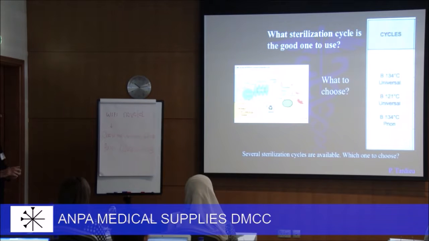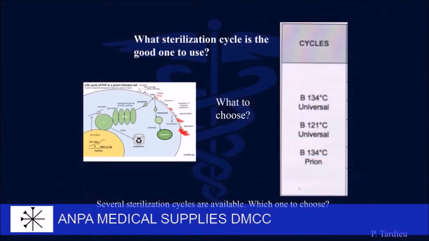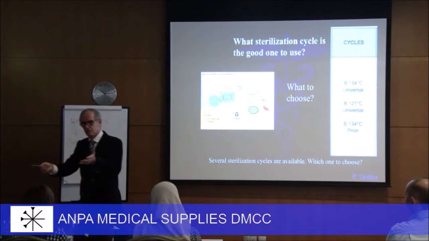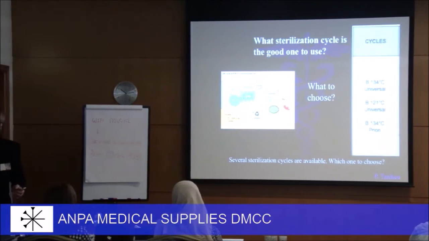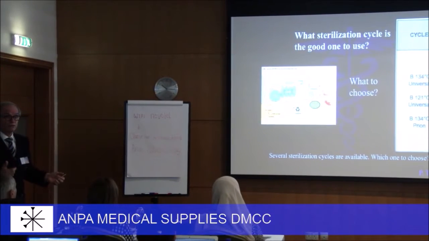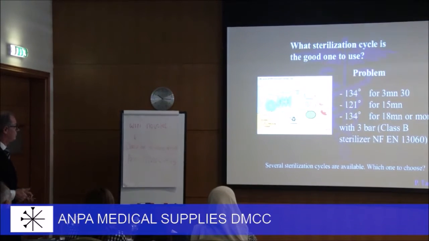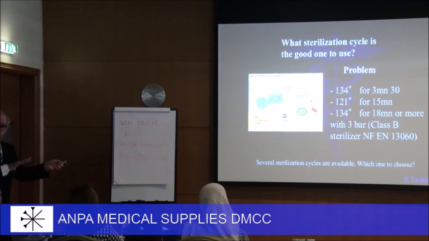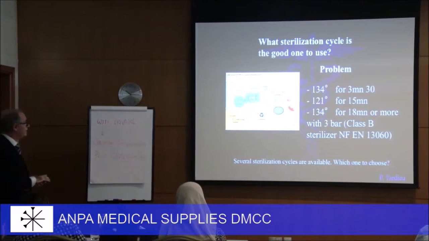Now, the second is what cycle is the good cycle. You have several kinds of cycles of sterilization: 121 degrees, 134, 134 prion. What does that mean? You have different cycles. So it means that some cycles are sterilizing and some cycles are not sterilizing? A little. So let's go further. I make it simple. I'm not making something complicated.